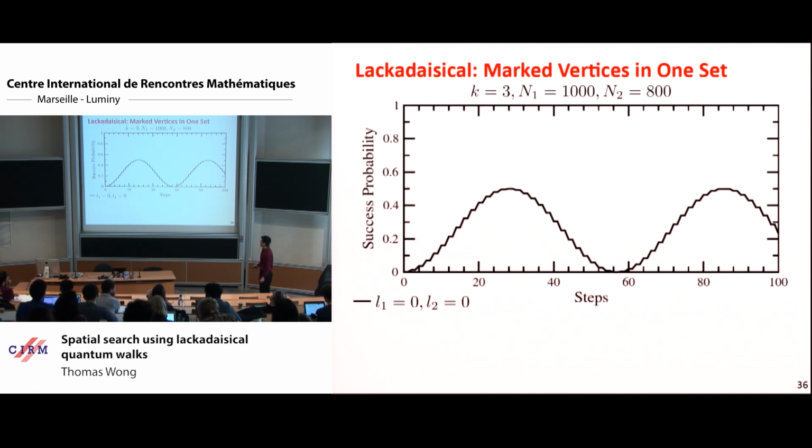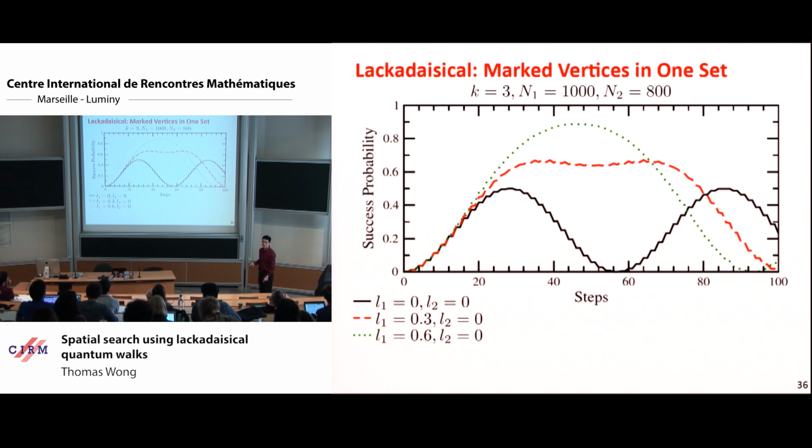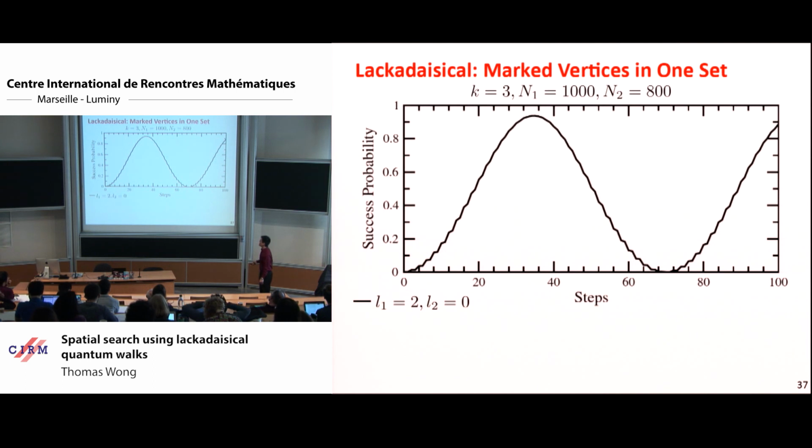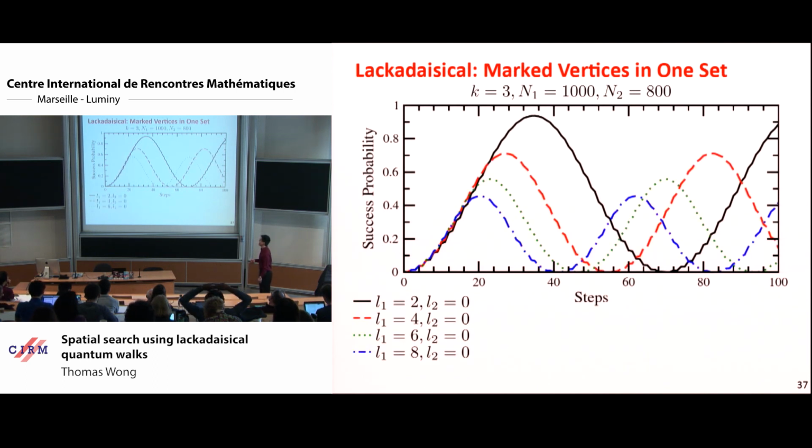If you make it lackadaisical, let's change L1. So let's say L1 is 0.3. Oh, we see that we get a boost in the success probability, which is nice. If we change L1 some more to 0.6, oh, it gets better still. Make it more lazy, we get that. Make it more lazy, we get that, which reaches 1, which is nice. If you make it more lazy, it goes down. More lazy, it goes down and down and so forth. So same story, there's some optimal amount of laziness. And in this case, it's when L1 is 1.2 with these values here.